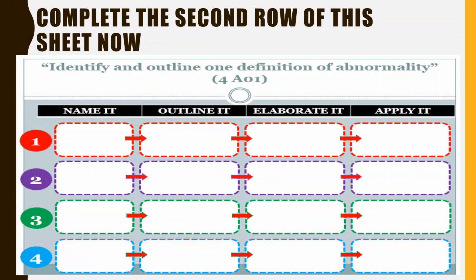Okay, so now you've got that filled in. Pause for a second, fill in this big A3 summary sheet. Again, following that structure, name it, outline it, elaborate it, and apply it. Pause me here, and then we're going to move straight into the evaluation content.